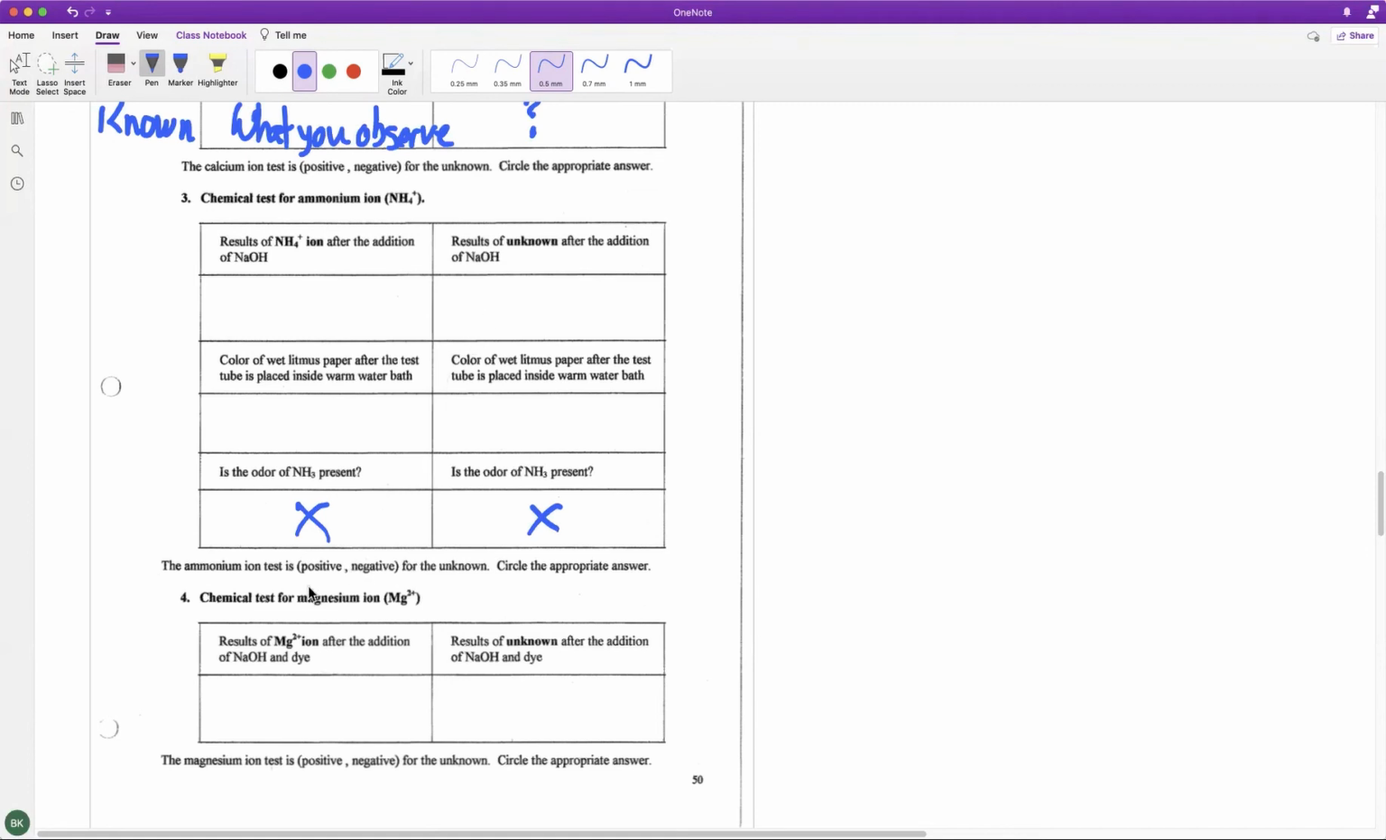And don't get thrown off by the terminology that we say positive test or negative test. We're not talking about whether the ion is positive or the ion is negative. The test is positive. So a positive test did the same thing for the known and the unknown. A negative test did a different thing for the known and the unknown. So it has nothing to do with the charge of the ion.